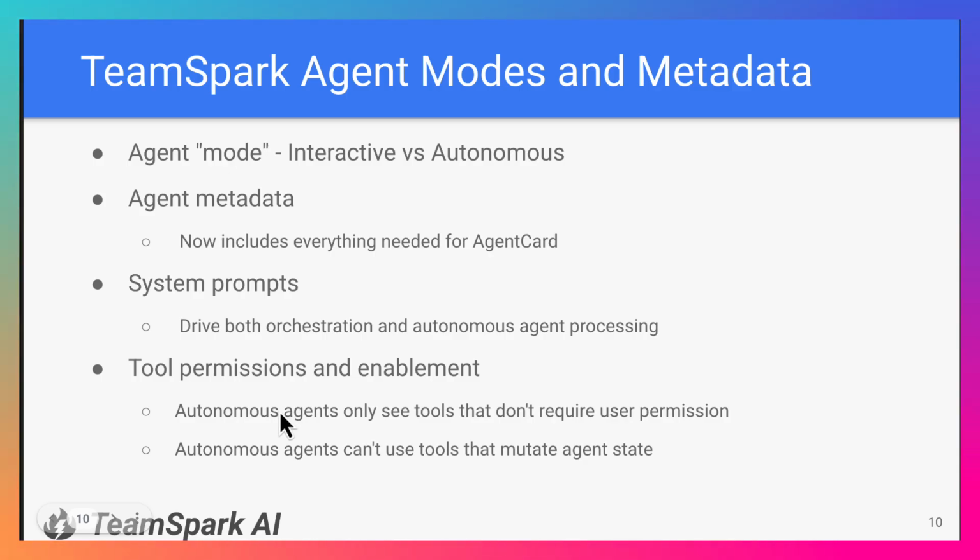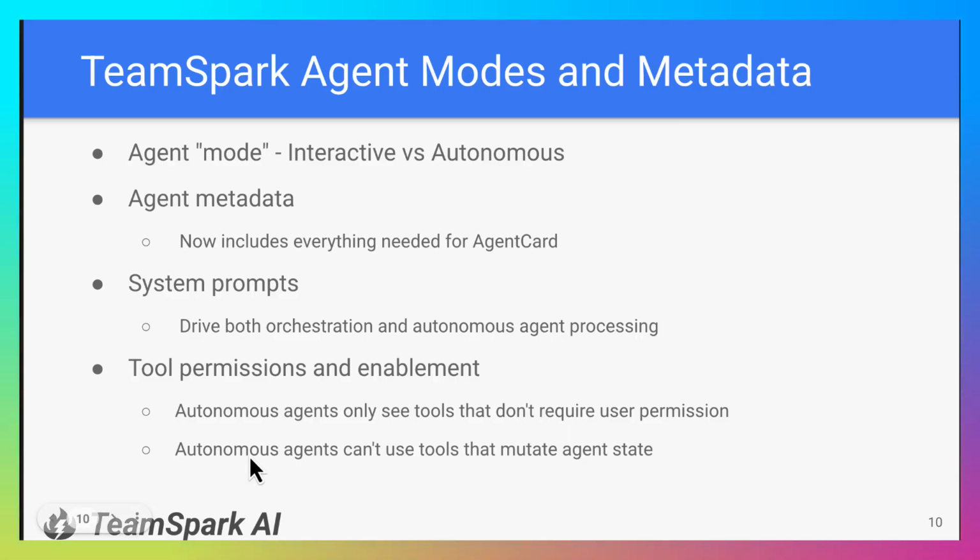So autonomous agents only see tools that don't require user permission. We assume that the agent's going to be configured in a way that's proper, and however you have tool permissions set up, those autonomous agents are only going to see the tools that don't require permission. So for those agents, you have to be a little more careful about what you enable, but you generally want to turn off the permission request requirement on any tools that you want the autonomous agents to be able to use.